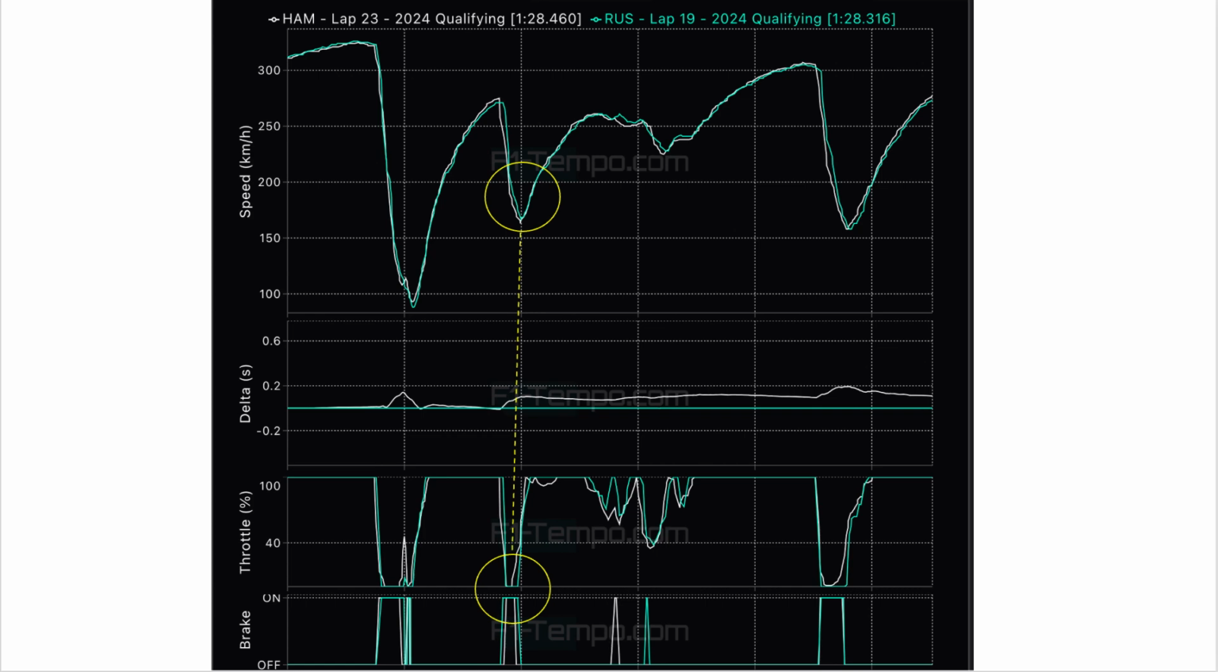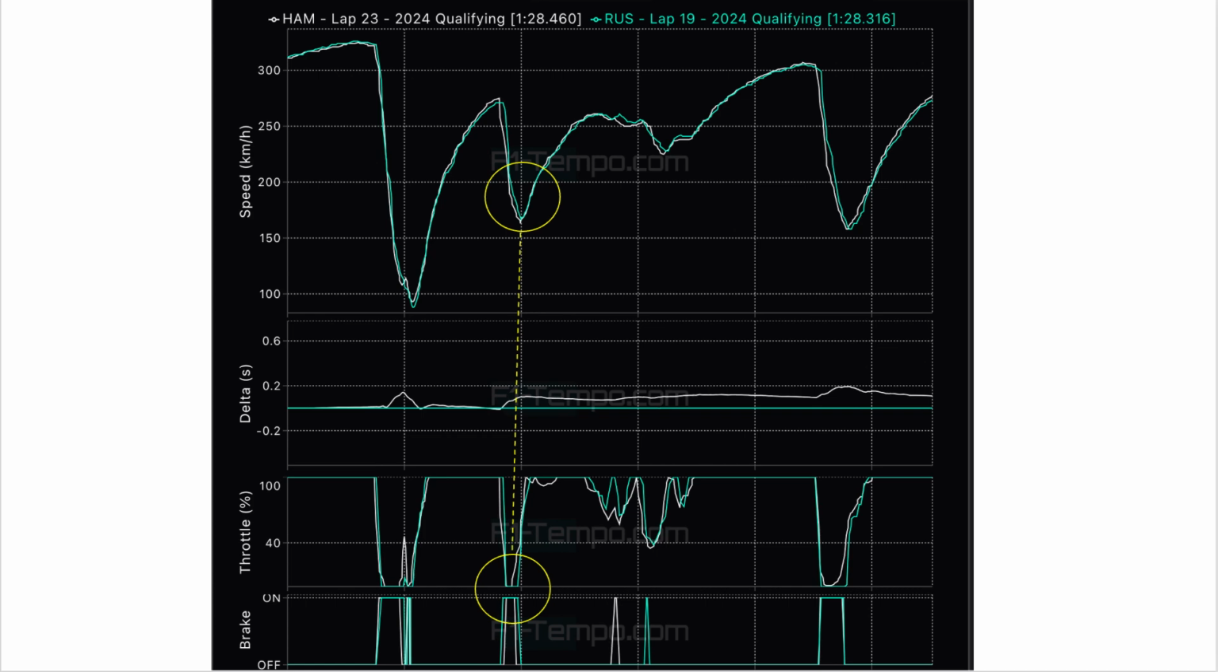And then if you look at the exit of the corner, there's a V that tells us the absolute minimum speed that the car reaches. That's when they're braking at their most before they hit the throttle again. And in the speed trace, George is slightly up. So it's slightly higher. The green line is slightly higher than the white line.